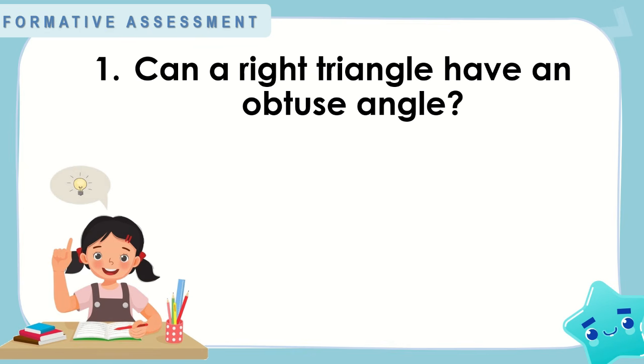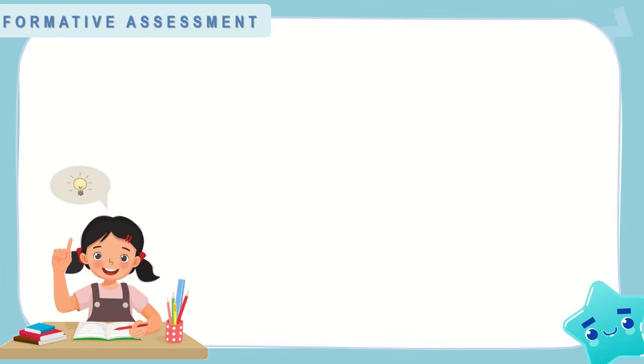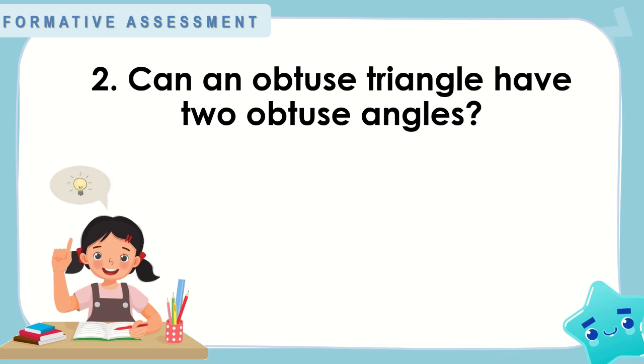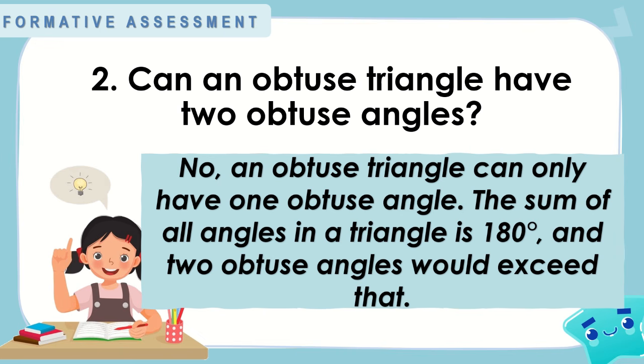For a formative assessment, can a right triangle have an obtuse angle? No, a right triangle cannot have an obtuse angle. A triangle can only have one angle that is 90 degrees or more, and a right angle is already 90 degrees. Can an obtuse triangle have two obtuse angles? No, an obtuse triangle can only have one obtuse angle. The sum of all angles in a triangle is 180 degrees, and two obtuse angles would exceed that.